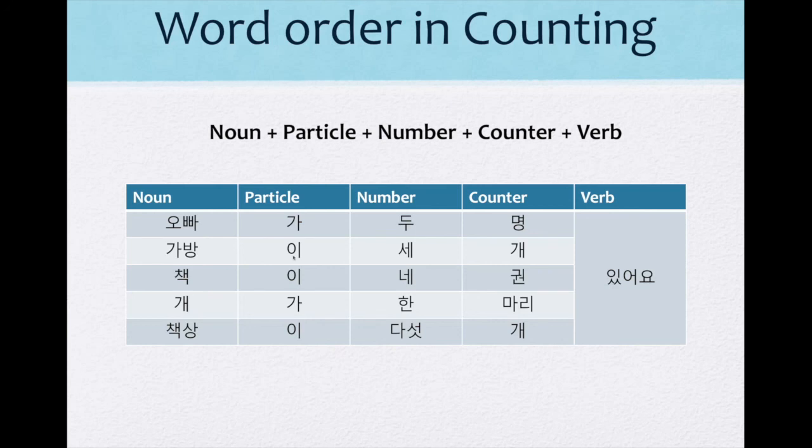가방이, bags, 3개 있어요. There are 3 bags, or I have 3 bags. You know how Korean drops pronouns all the time because the context tells you who's got what. So you figure it out from the context. 책이 4권 있어요. There are 4 books, or I have 4 books. 개가, dog, 개가 한 마리 있어요. There is one dog. 책상이 5개 있어요. There are 5 desks, or I have 5 desks.